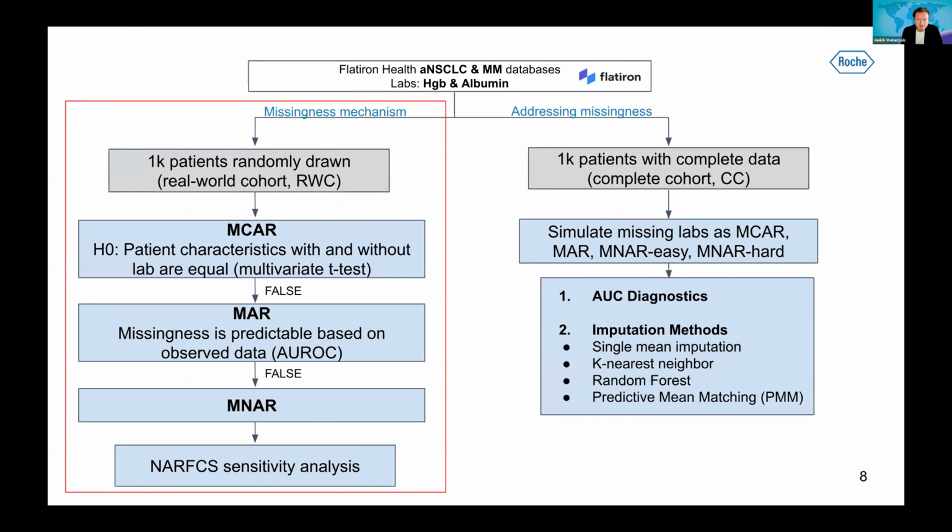And now, after validating our assumptions in the simulation cohort, we aim to showcase the application of this systematic workflow in some real-world cohorts. And to that end, we randomly sampled, again, cohorts of 1,000 patients for each disease and lab combination. But this time, these cohorts represented patients with both observed and missing labs.